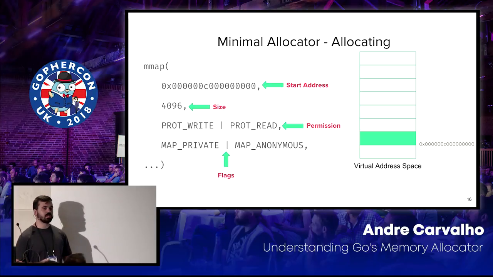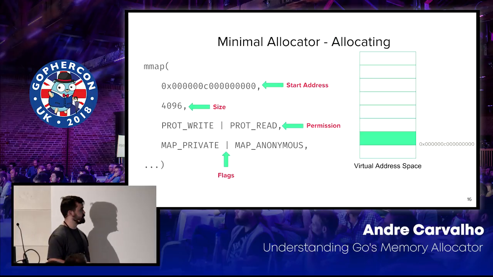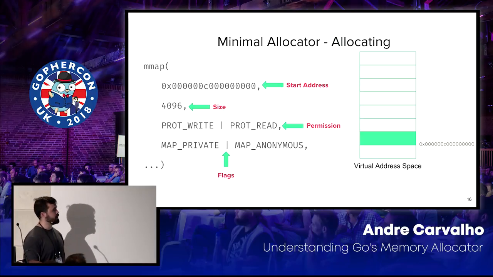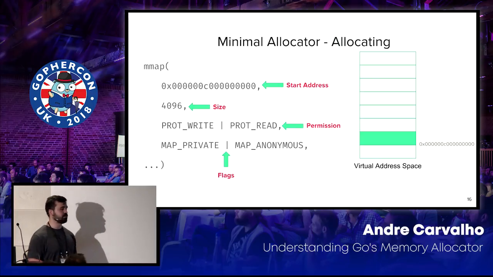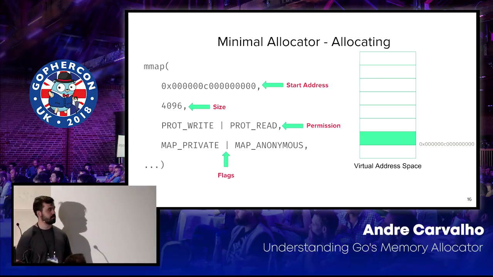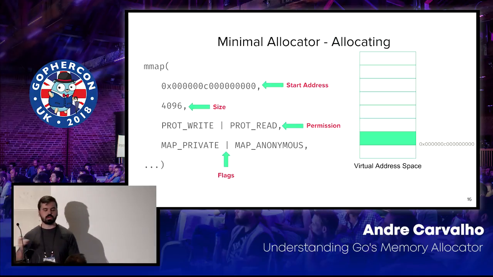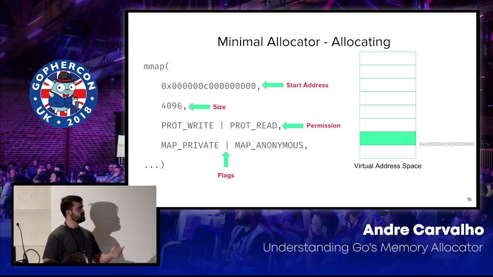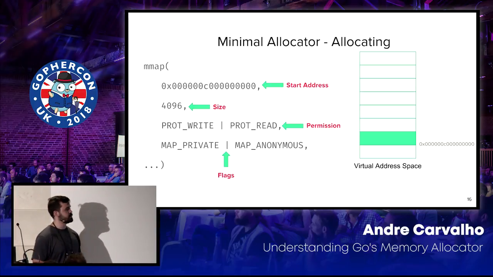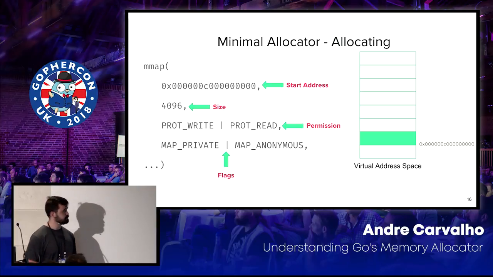Then there are a bunch of flags that can be set on the mmap. Some are really obscure ones, but usually for memory allocation, we want to use the private flag, which means that only this process is going to have access to this memory map. And also we want to use the anonymous flag, which means that we are not expecting to load the contents of this memory from a file on the disk. So it's not going to load that content when we create our memory map.